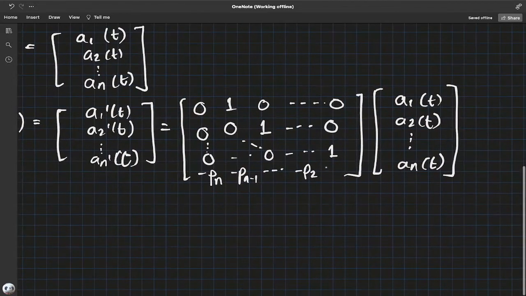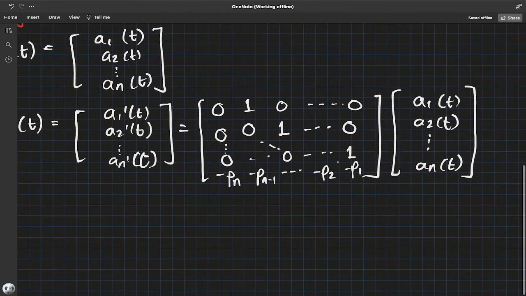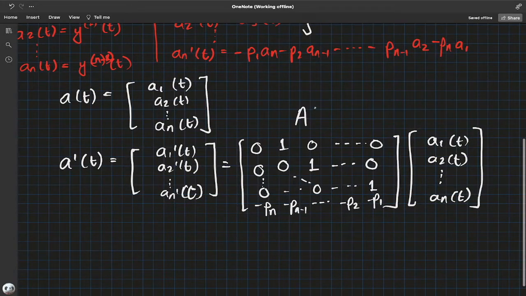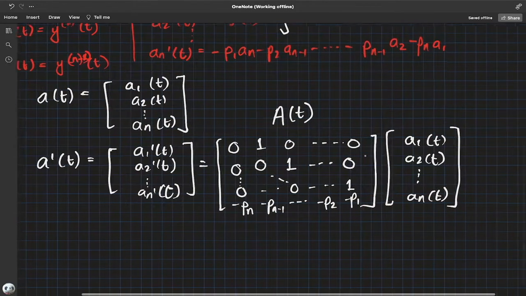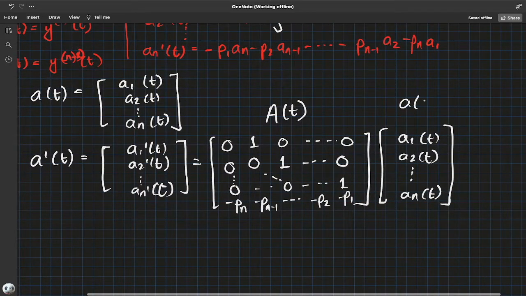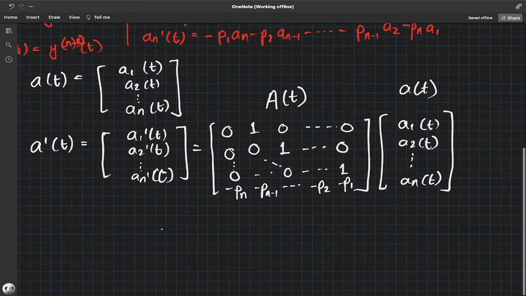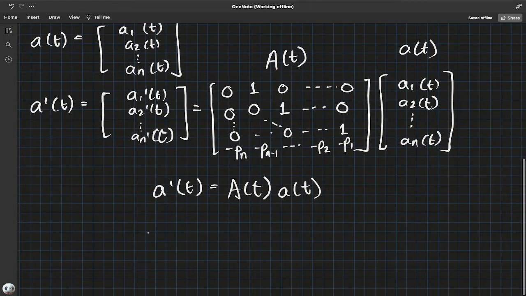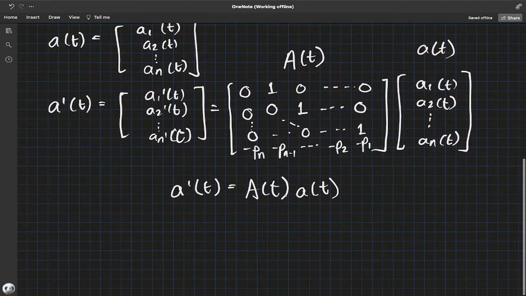Then we have negative p2 and negative p1. And this matrix here, I'm going to call that capital A of t because these coefficients were functions of time. And this is A of t. So what we finally get is A prime of t is just A of t acting on a small a of t. And this is an equation that we need to solve. And how do we solve this?